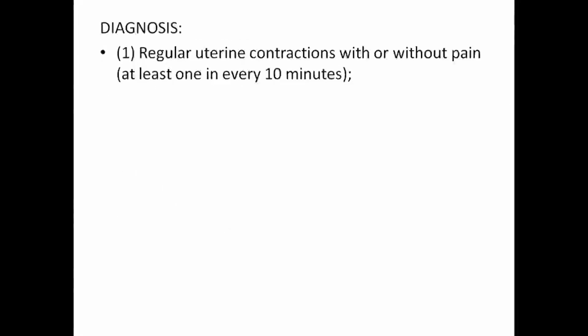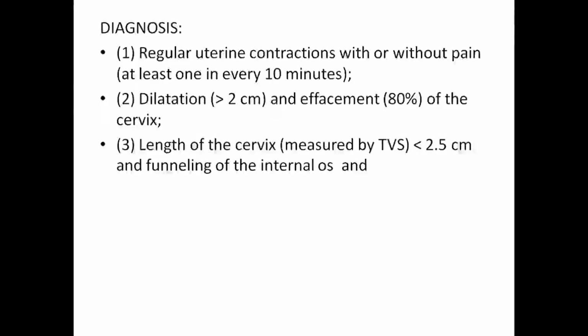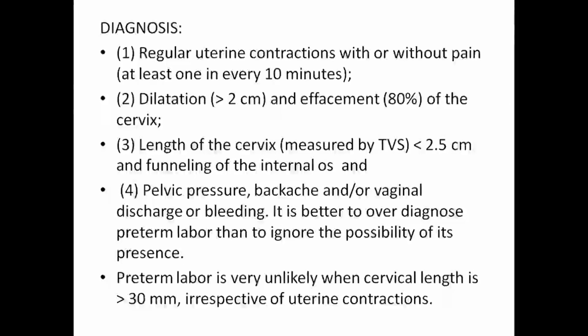Diagnosis is by regular uterine contractions with or without pain, at least one in every 10 minutes. Dilatation of the cervix of 2 cm and effacement of 80% of the cervix. Length of the cervix measured by transvaginal ultrasound is less than 2.5 cm, with funneling of the internal os. And pelvic pressure, backache, with or without vaginal discharge or bleeding. It is better to overdiagnose preterm labor than to ignore the possibility of its presence. Preterm labor is very unlikely when the cervical length is more than 30 mm, irrespective of the uterine contractions.